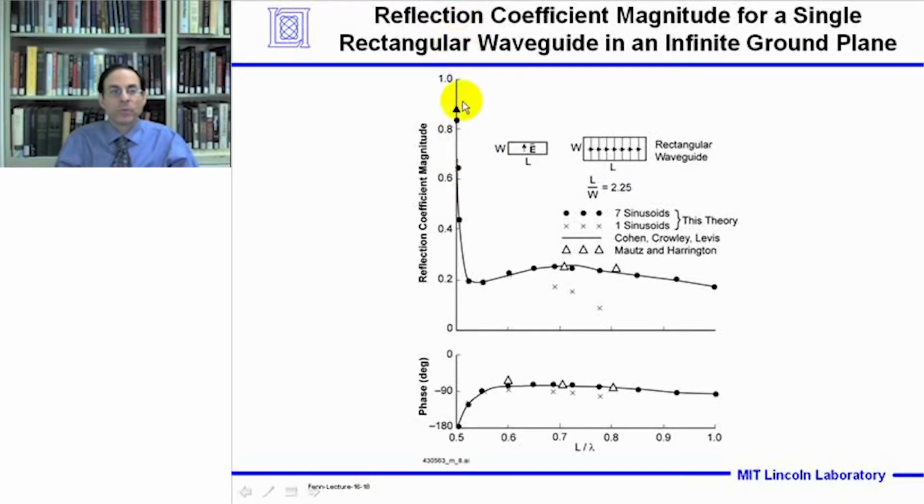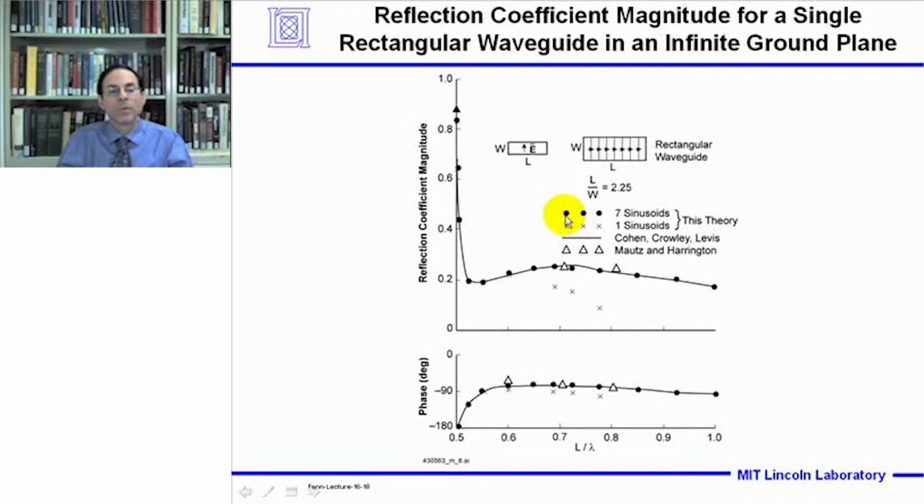And so the diagrams shown here are the reflection coefficient magnitude and reflection coefficient phase versus length of the waveguide L over lambda for a fixed length to width ratio of 2.25. So using the method of moments and varying the number of sinusoids from 1 to 7, in this slide we show data from the literature. The solid curve is from Cohn, Crowley, and Levis, and the triangles are from Moutz and Harrington.